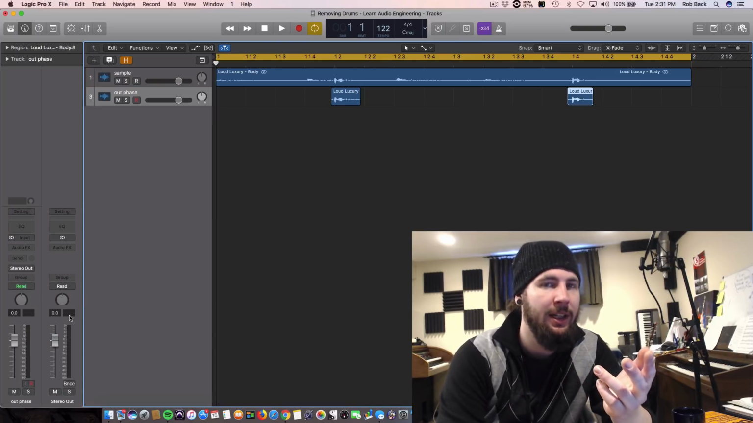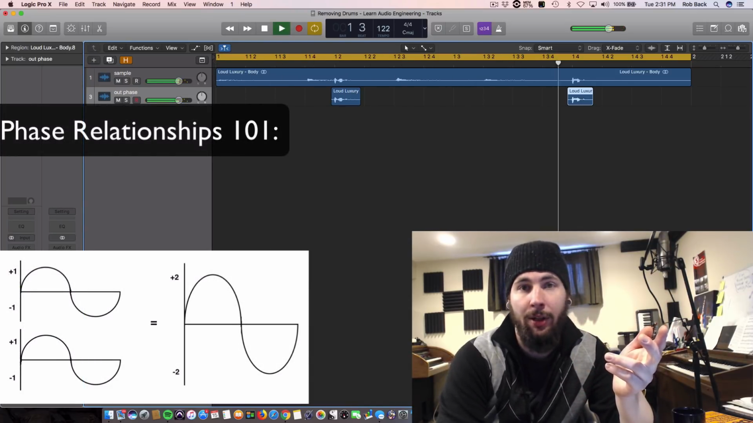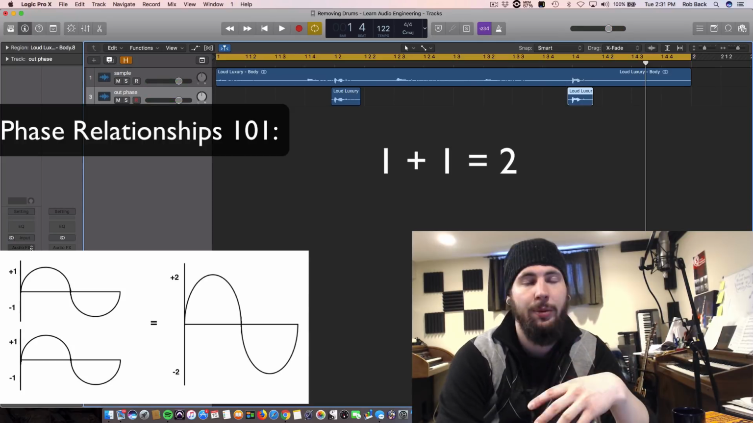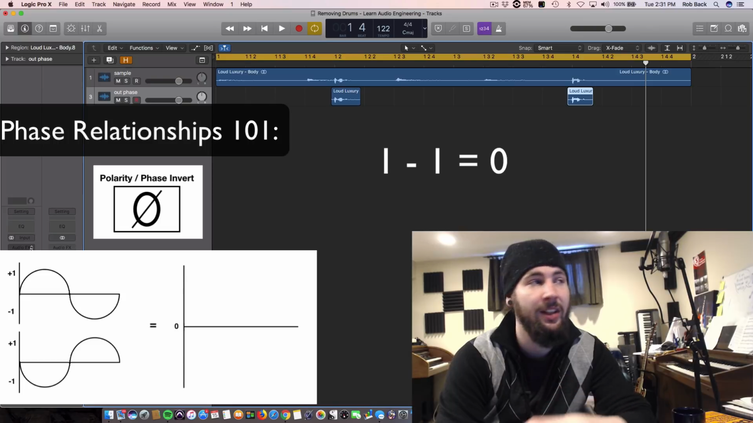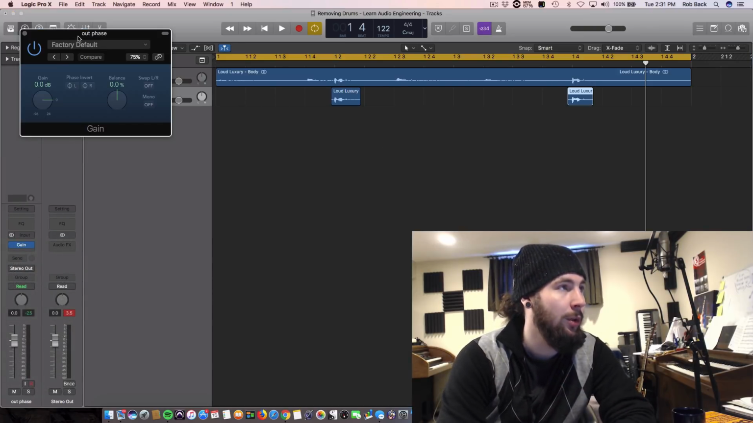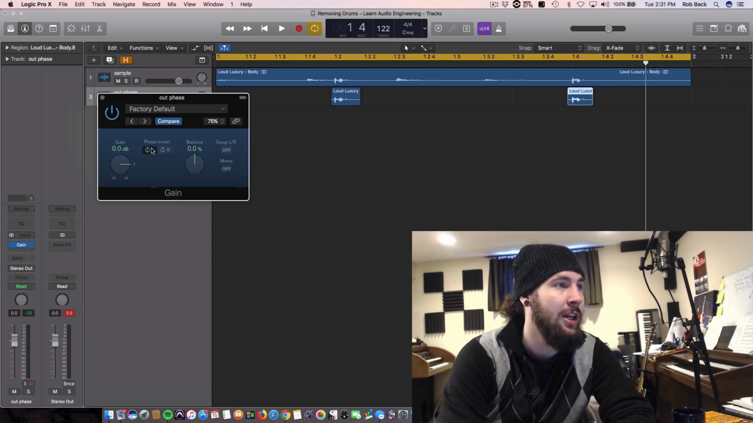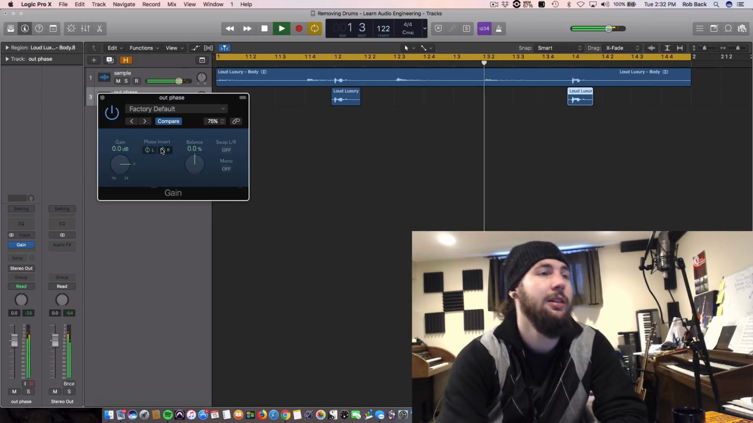Now if we play these back together right now, the snap is going to play back louder. The two signals are adding together. But there's a way that we can make the signals cancel each other out by flipping the polarity of the second one. So we're going to go into our gain plugin, and we're going to phase invert the left and the right channels. And like magic, it's gone.